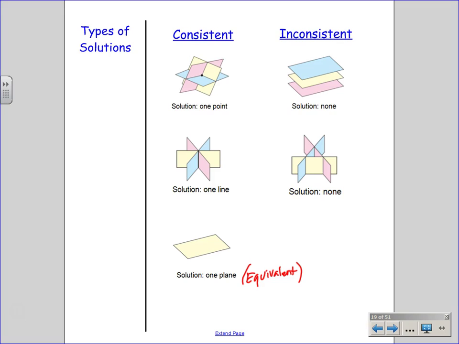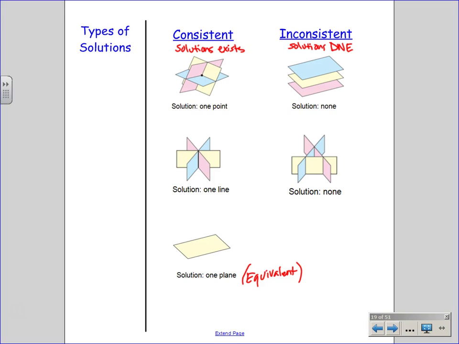Do they look the same? They're probably all multiples of each other, but they're all the same. Consistent, basically, solutions exist. So maybe our definition was a little too narrow the other day, because equivalent actually falls under consistent.